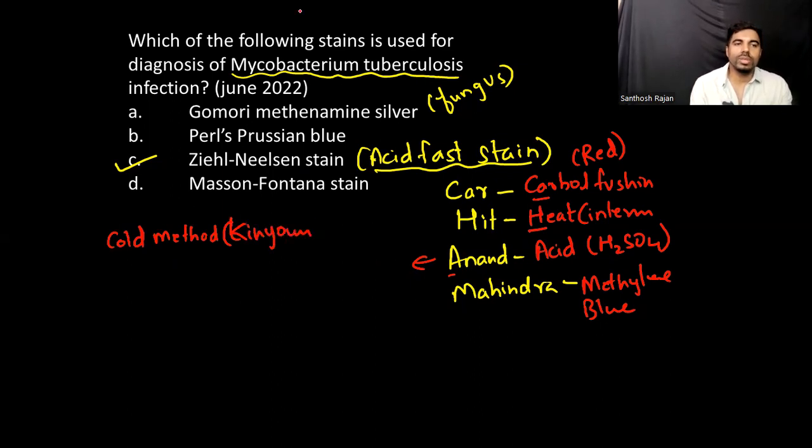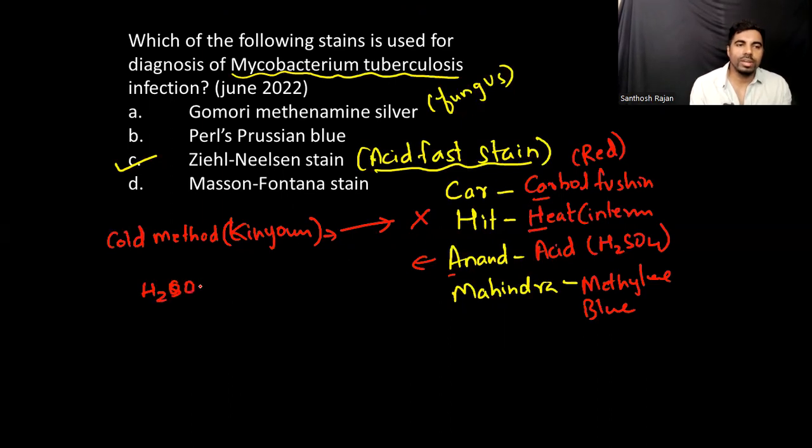Kinyon's method. Warm, no heating. We don't do this step; this step is omitted in Kinyon's method. That's important: we don't do heating. We directly put it, we modify and increase some of the concentration of the carbol fuchsin, but we don't do this heating step. Okay. Now, another important question is the H2SO4 concentrations.